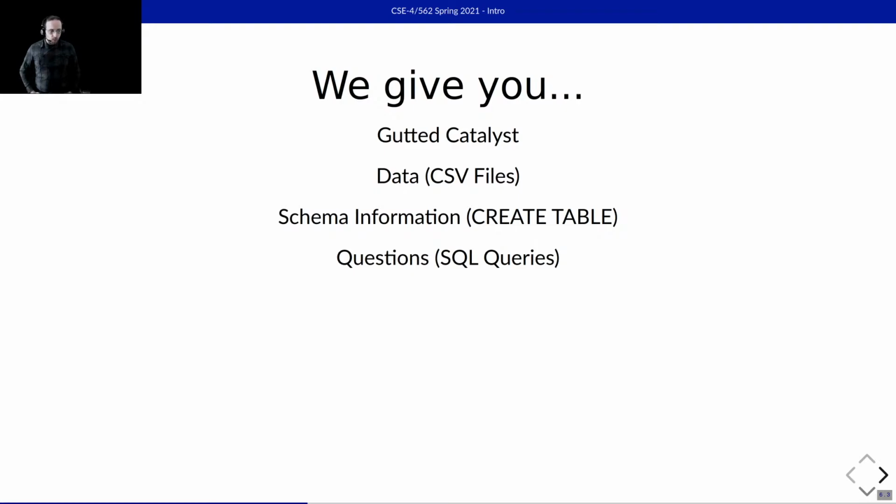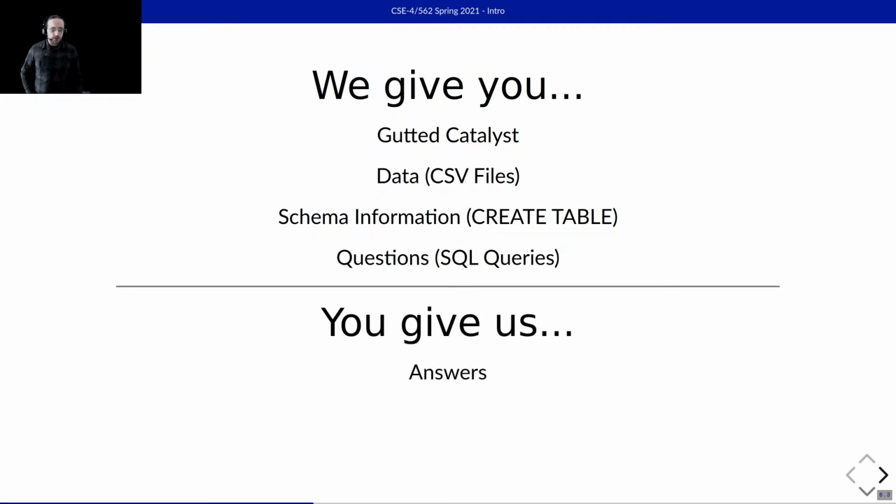So what we're going to give your code specifically is this gutted version of Catalyst. We're going to give you data in the form of CSV files. We're going to give you schema information, and essentially what your code is going to have to produce is answers to those queries. And over the course of the semester, the time requirements on those answers are going to get progressively tighter.